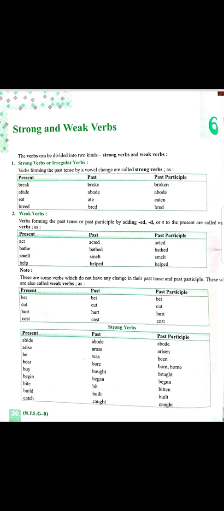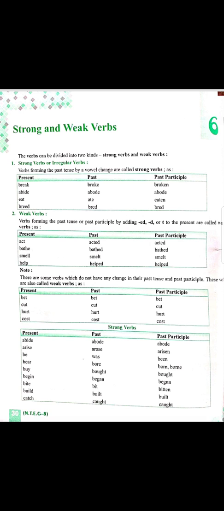See, verbs are divided into two categories, that is strong verbs and weak verbs. So, strong verbs, or you can say irregular verbs, are the verbs which form the past tense by a vowel change. That means if the verb is given in present tense and we change its vowel only and form its past, then those verbs are called strong verbs.